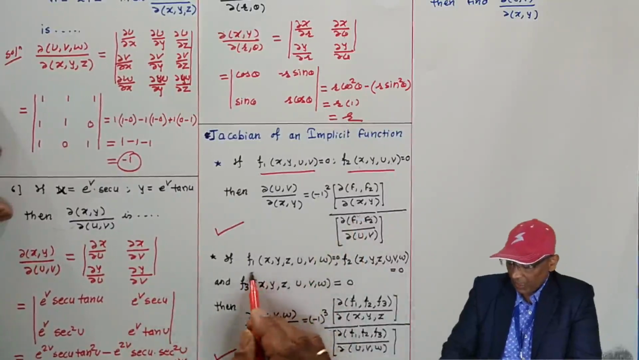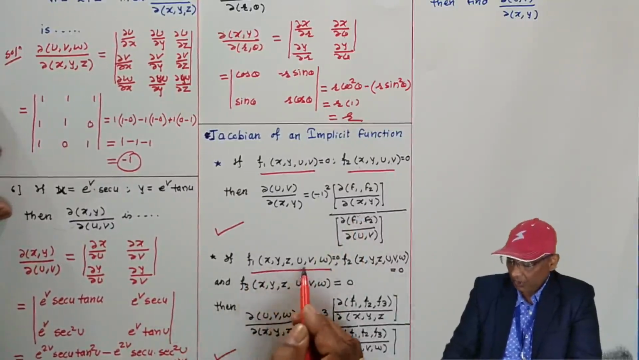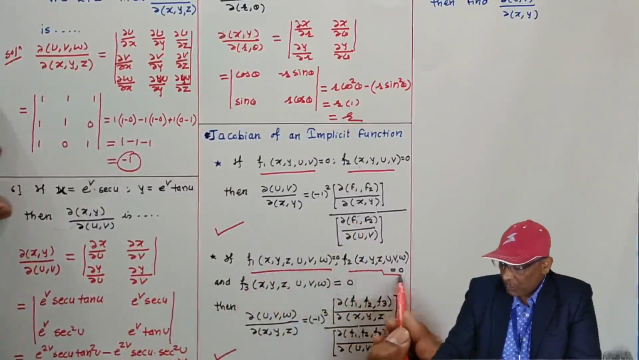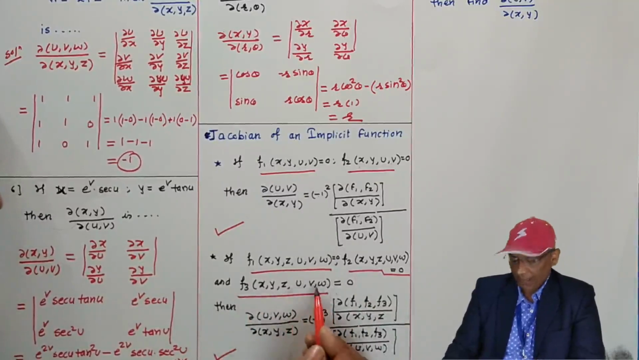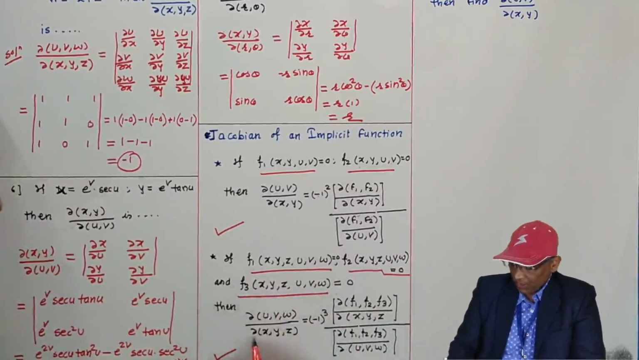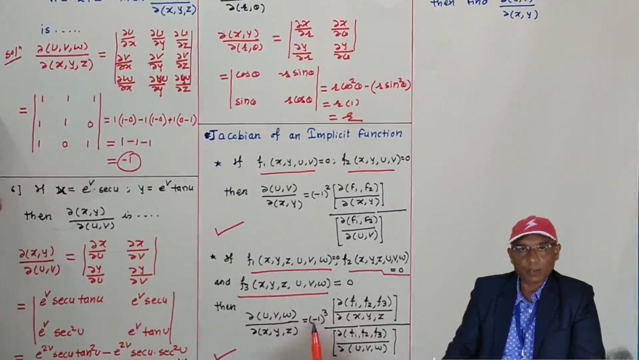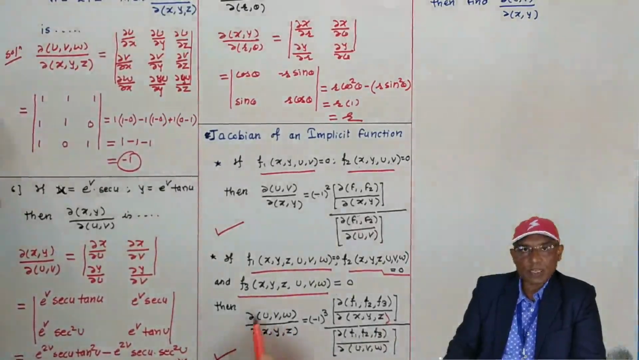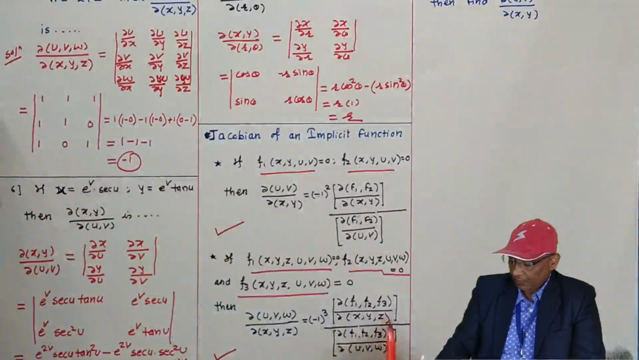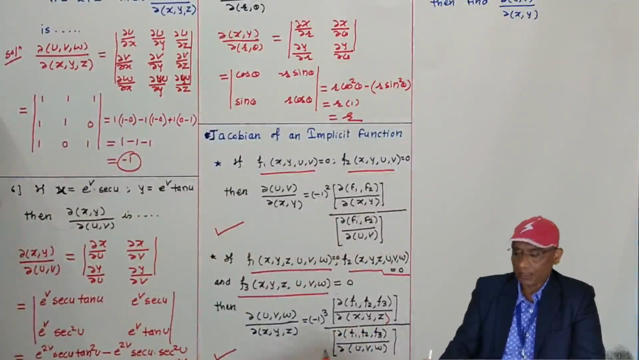Now for three variables, f1 is a function of x y z u v w, f2 is a function of x y z u v w, f3 is a function of x y z u v w. Okay, this is a 3 by 3 variable problem. Then Jacobian of u v w with respect to x y z is equal to minus 1 to the power 3, which means minus 1. So del f1 f2 f3 by del xyz and del f1 f2 f3 by del uvw. So if uvw and xyz are interchanged, accordingly you have to change the xyz and uvw pair here also.